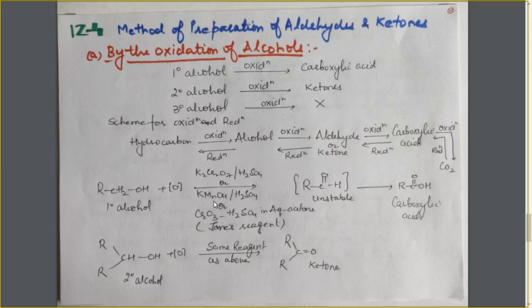It is acidified KMnO4, and it is acidified chromium trioxide or chromic anhydride. In aqueous acetone, it is known as the Jones reagent. All these three reagents are strong oxidizing agents, and because of this, they simply convert 1 degree alcohol into carboxylic acid.